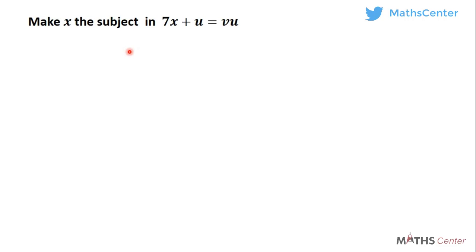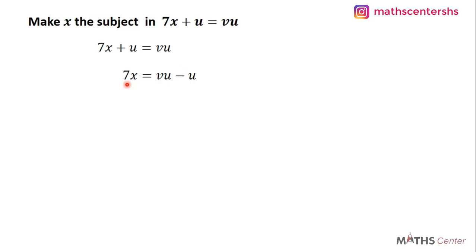Make x the subject in 7x plus u is equal to vu. 7x plus u is equal to vu. Now what do you do? You identify the term with the new subject. The term with the new subject is 7x. Make sure that that stands alone. So I will keep 7x on the left hand side because it's already here. Then I will take u from the left hand side and send it over to the right hand side. So I'll get 7x is equal to vu minus u, because u was positive here. So when it crosses to this side, it becomes negative.